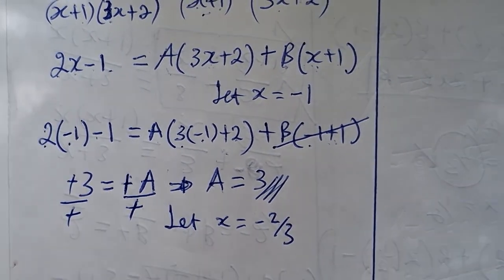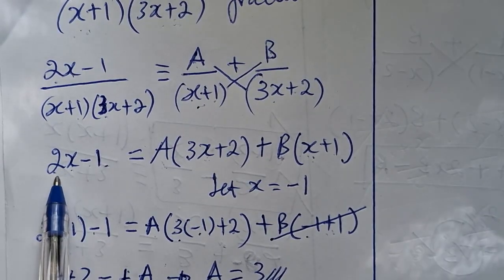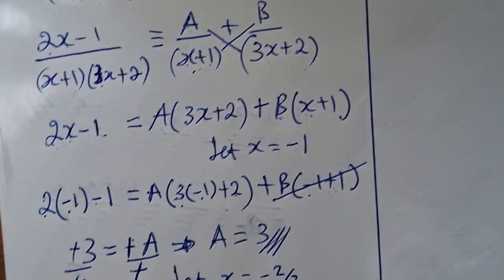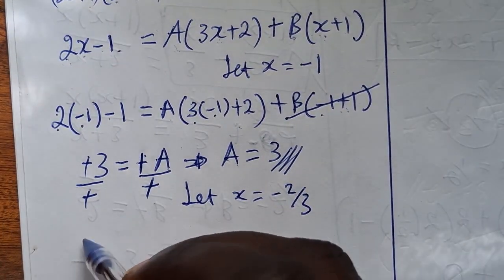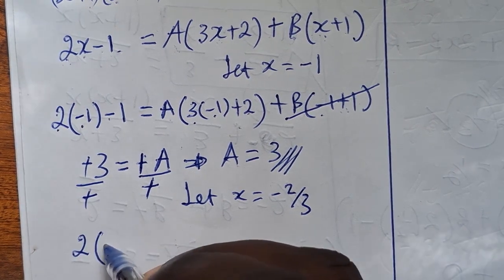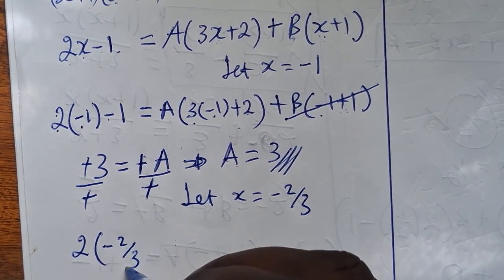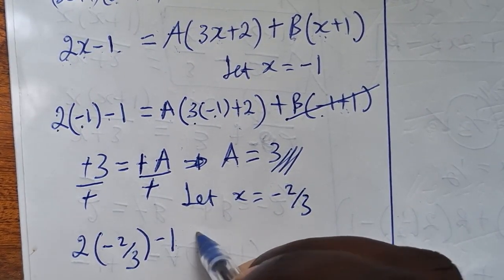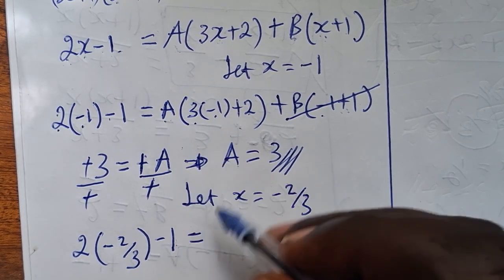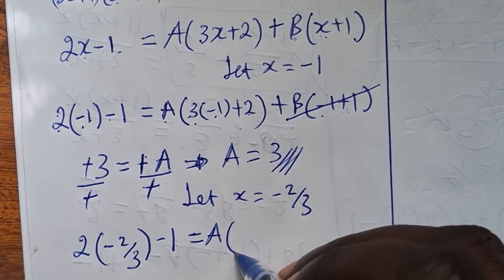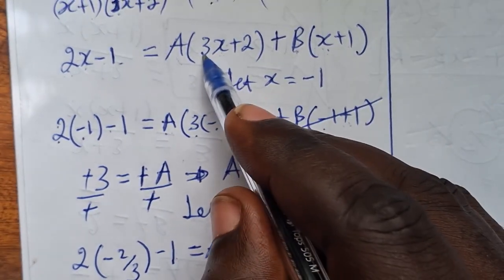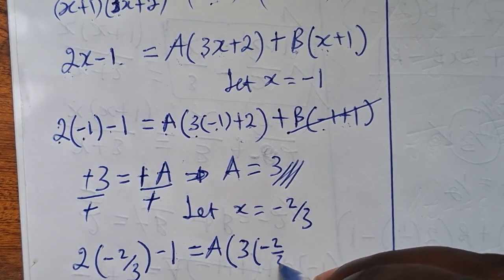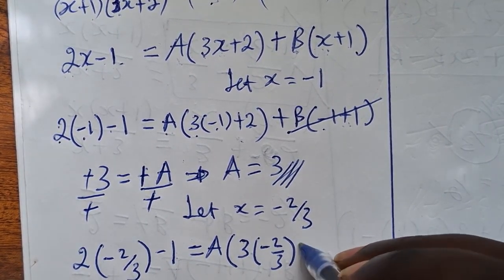If we do that, then this 2x minus 1, that is 2 into minus 2 over 3 minus 1, so we say 2 into minus 2 over 3, which we have let for x, minus 1, will be equal to this A that we can see here into this 3 that we can see here, 3 into minus 2 over 3, plus 2.